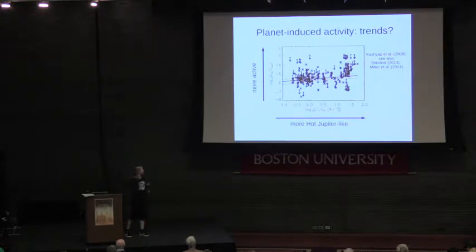And so if we have planet-induced effects, if we get planets that cause stars to spin faster and be more active, we can try and test for this. And some of the earlier studies actually try to do something like this.